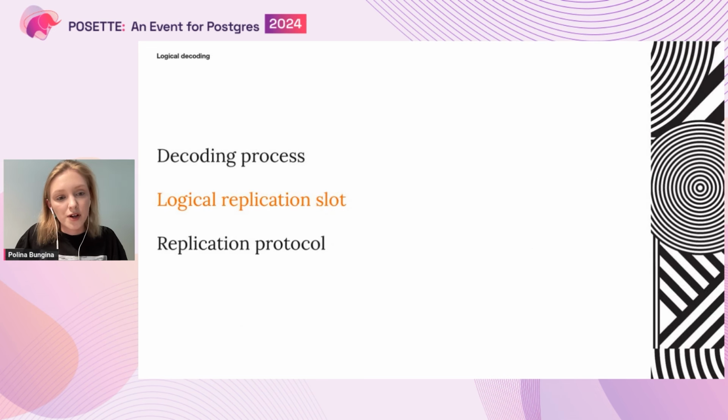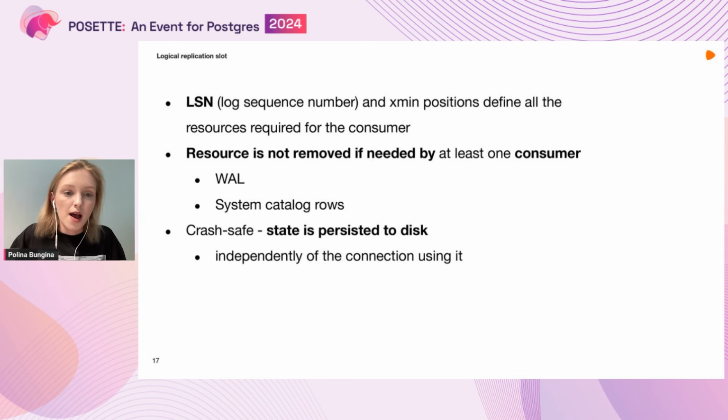Then to the second part, and I think the most important part to understand, is the logical replication slot. This is essentially just a structure that defines the state of the associated consumer, and defines the resources still needed for it. And by the resources, I mean write-ahead log and tuples affecting system catalog that are also needed for the decoding operation.